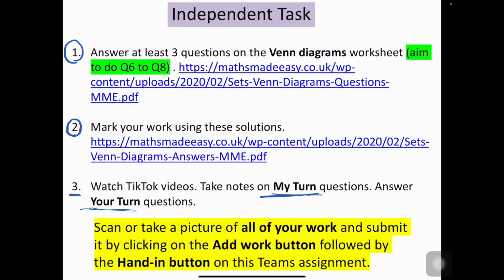After you've done all your work, after you've completed the lesson, please scan or take a picture of all your work and submit it by clicking on Add Work and then clicking on Hand In. Now, it's a 2-hour lesson, so I would like you to complete all of these tasks.